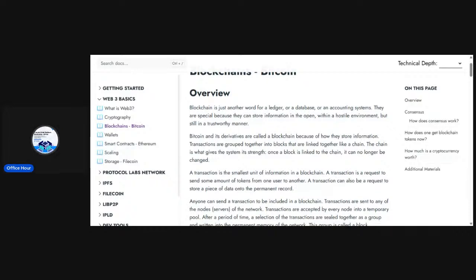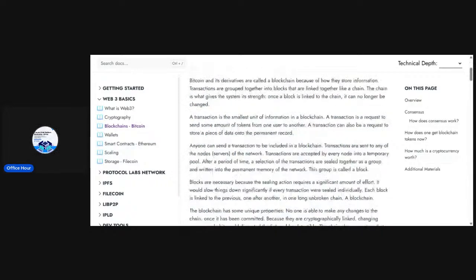Anyone can send a transaction to be included in the blockchain. Transactions are sent to any of the nodes, the servers of the network. Transactions are accepted by every node into a temporary pool. After a period of time, a selection of transactions are sealed together as a group and written into the permanent memory of the network. This group is called a block. When it's been sent, you receive notification. When we've all agreed, then it's signed to become a block. It's added.